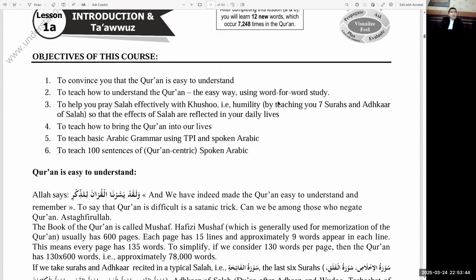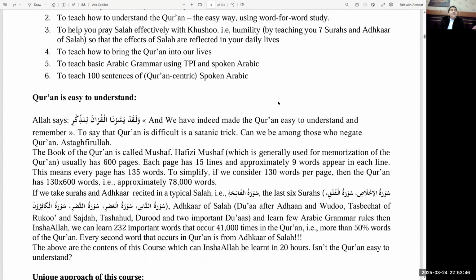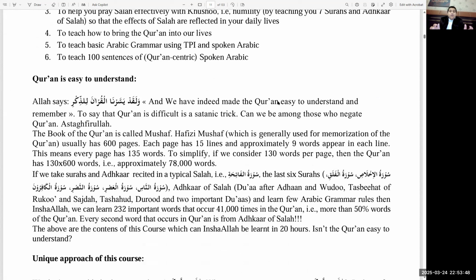Quran is easy to learn, to understand. Allah says, وَلَقَدْ يَسَّرْنَا الْقُرْآنَ لِلذِّكْرِ. And we have indeed made the Quran easy to understand and remember. To say that Quran is difficult is a satanic trick. Can we be among those who negate the Quran? Astaghfirullah.